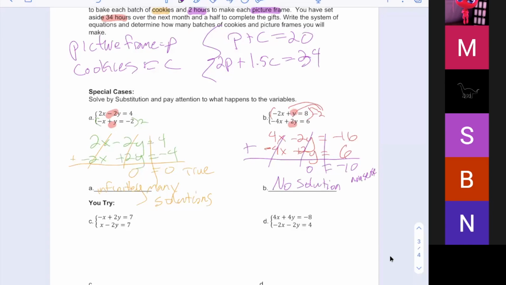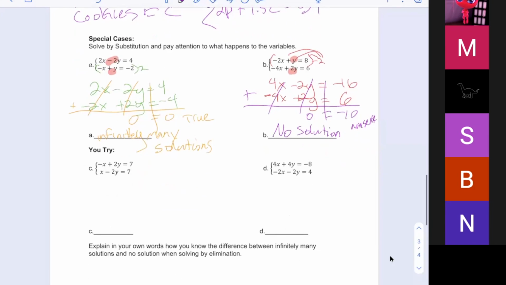In both cases, the variables were eliminated, but when it was infinitely many solutions, it was a true identity. We call it an identity. In the other case, when there was no solution, we got a nonsense answer, like, no, that's not true. That tells me it's no solution. So the last two things to try on your own are C and D, and then in your own words, how do you know if it's infinitely many solutions or no solution when you use elimination? We know what it looks like for substitution. What does it look like for elimination? Try C and D on your own, the last two things for the day.